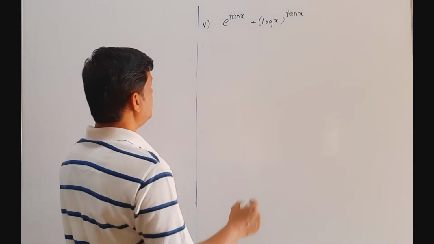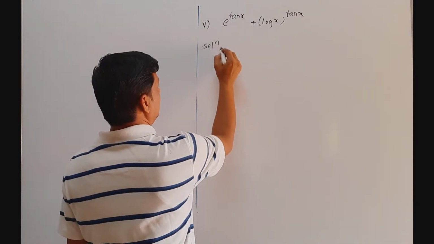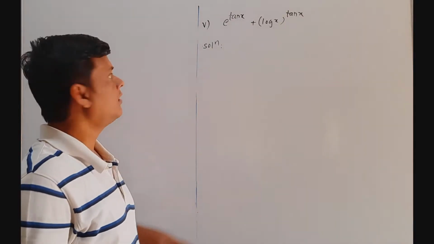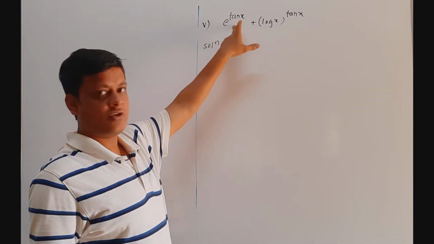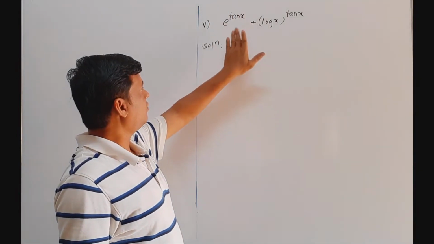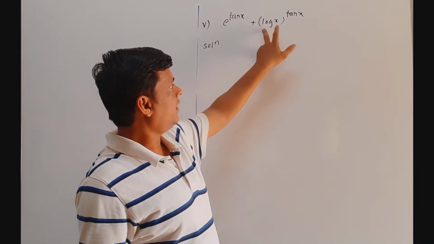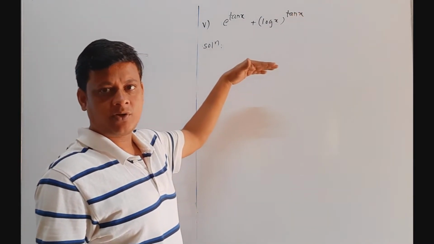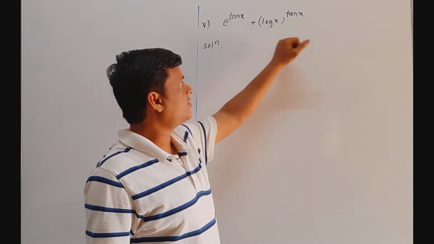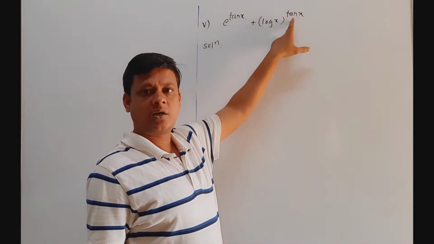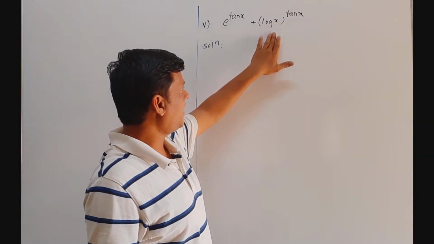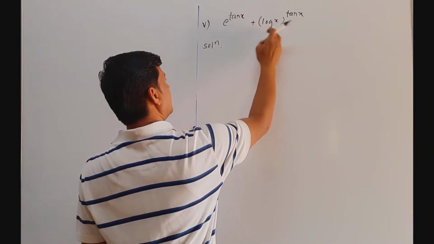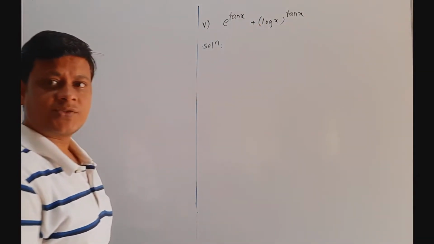Now see subquestion 5. Here we have e raised to the power 10x plus (log x) raised to the power 10x. Now e raised to the power 10x is a composite function, so we don't need to take log for the first term. Here in the base, log x, and in the power, 10x, a variable function is given in the base, and in the power also a variable function is given. Here a logarithmic function, here a trigonometric function. So this is of the form f of x raised to the power g of x. So we have to take substitution for the second term only.